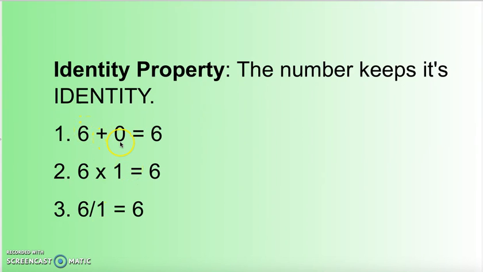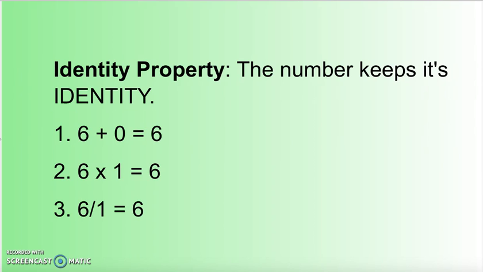So 6 plus 0, it keeps its identity of 6. 6 times 1, it remains 6 because it kept its identity. And 6 divided by 1, it kept its identity of 6. Okay.